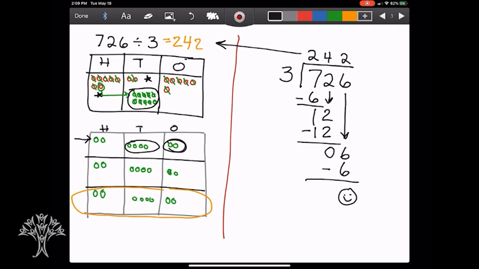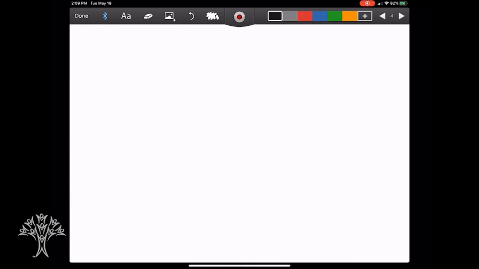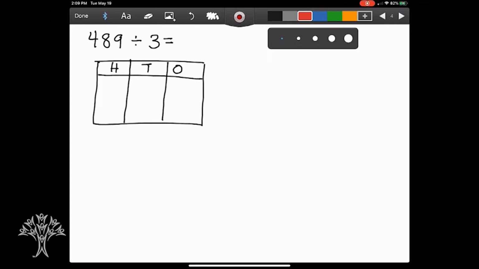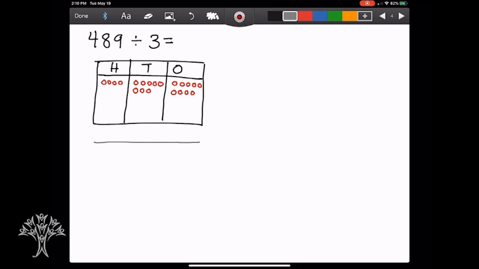But if you want to give it a shot and try both methods side by side, that's okay too. So let's try it with a couple more, and then I'll give you some practice problems that you can try on your own. All right, so the next problem I'd like us to work on is 489 divided by 3. My first step on this one is I'm going to draw that place value chart. Then I'm going to plot my circles on there. So 489. My next step is I'm going to show what I'm distributing by.